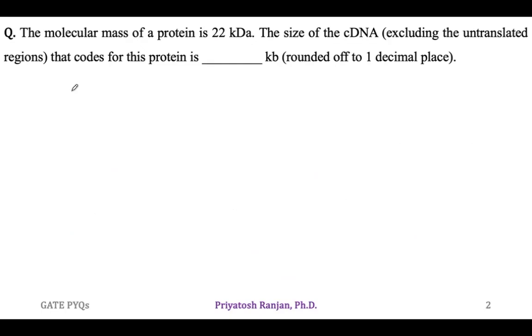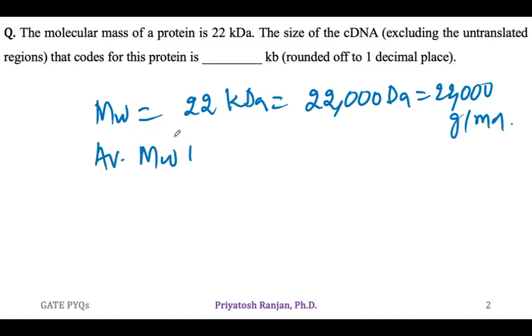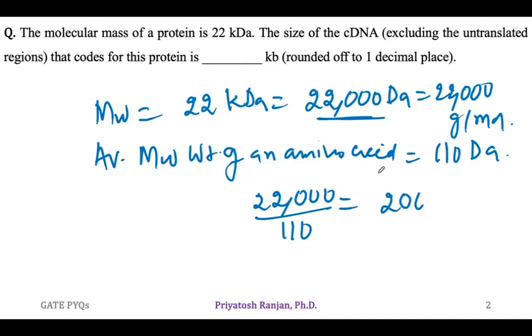So, as given, the molecular mass of the protein is 22 kilodalton. I can also rewrite this as 22,000 Dalton or 22,000 gram per mole, which means the same thing. Now, as we all know, the average molecular weight of an amino acid is 110 Dalton. So, we can figure out the number of amino acids present in this protein. That is going to be 22,000 divided by 110, which corresponds to 200 amino acids.